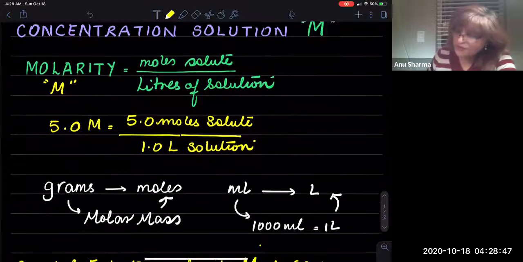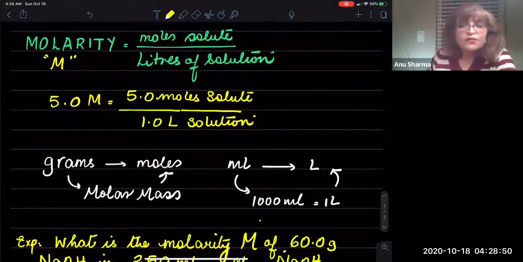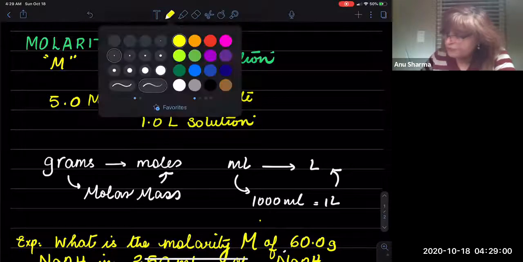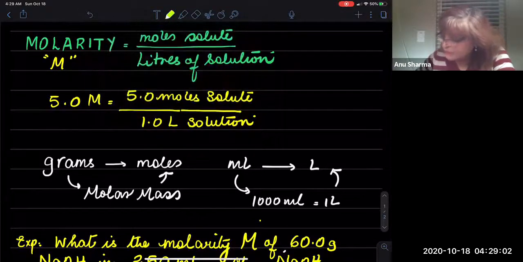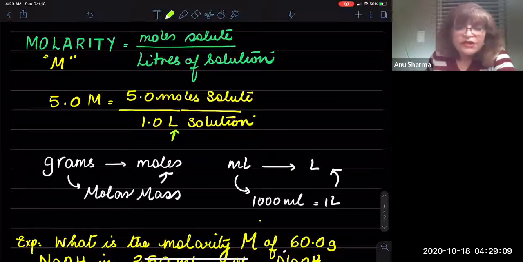In case you're not given the moles, maybe in the question you're given the grams. So the first step would always be to convert grams to moles using the molar mass. Next, your most important piece is that the volume should always be in liters, always. So if you are given the volume of the solution in milliliters, make sure you convert it into liters by using the conversion of 1000 milliliters to 1 liter.